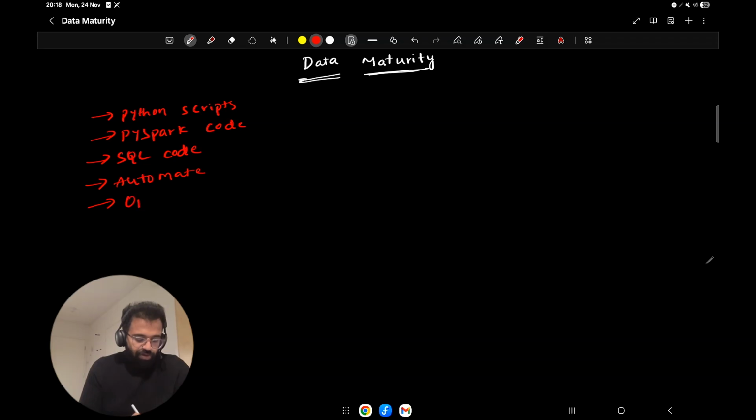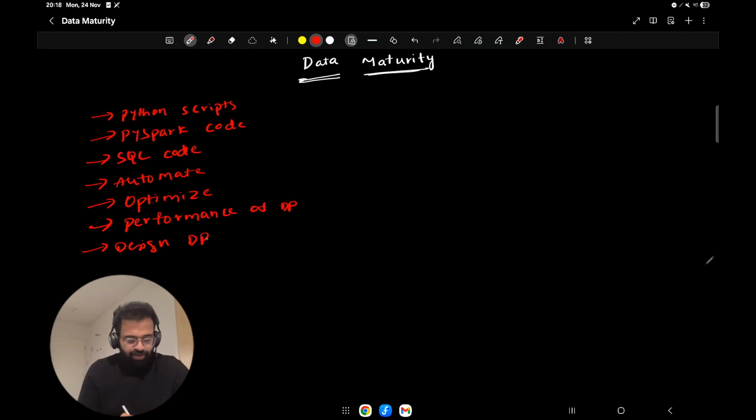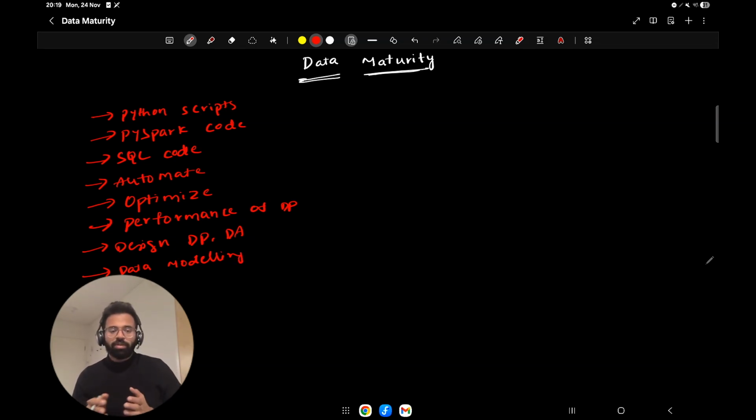Some say you have to optimize stuff. Some people will even go one step further and say you have to improve the performance of data pipelines. Some say design data pipelines, or define and design the data architecture. And then some people will say you have to do data modeling. So if you ask 10 people, you will probably get 10 different answers.